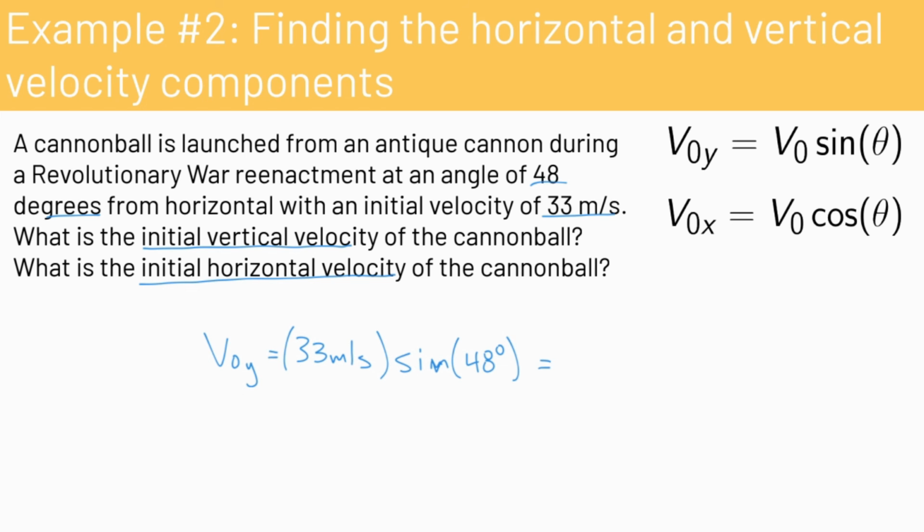That's going to equal 24.5 meters per second for our initial vertical velocity. And then for our initial horizontal velocity, we have 33 meters per second times cosine of 48 degrees. And that's going to give us an initial horizontal velocity of 22.1 meters per second.